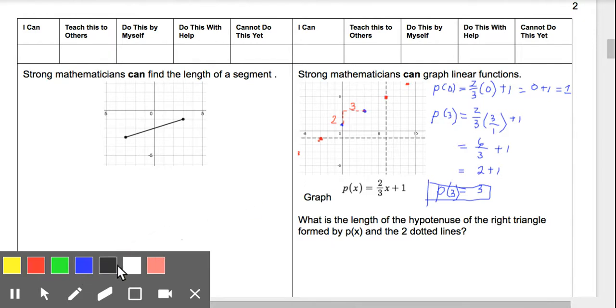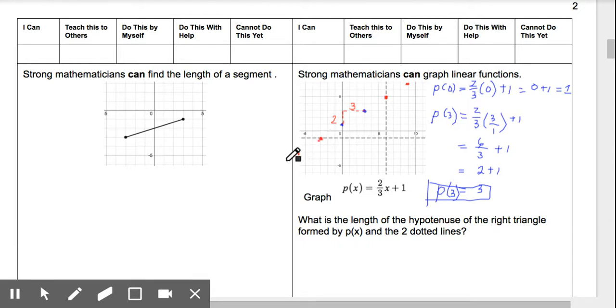Let me use, okay, black. Okay, now it's kind of hard to draw a straight line. Let's try. All right, here's the line. All right, there it is. This is the line P of x.